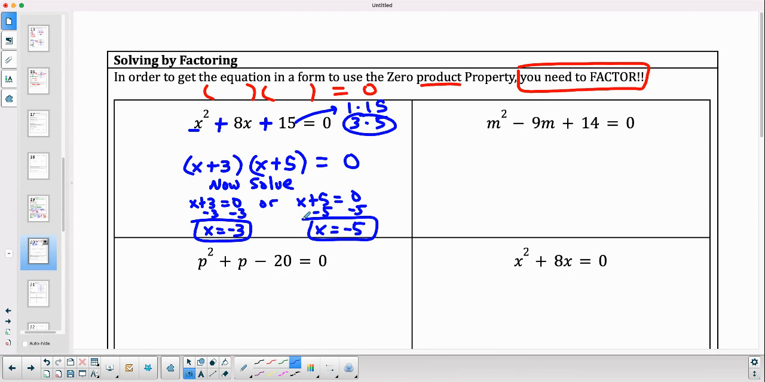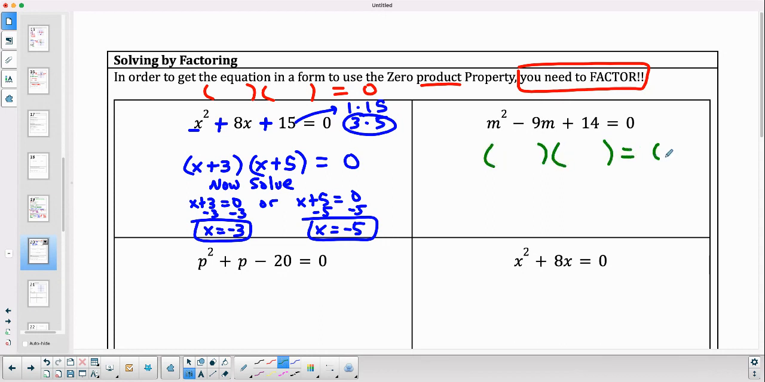What we just found are the two x-intercepts if we would graph it. So we're doing factoring now because these ones wouldn't be able to be solved by square roots like we were working on in the last lesson. Okay, let's do another one. So this one, we want to factor it first.